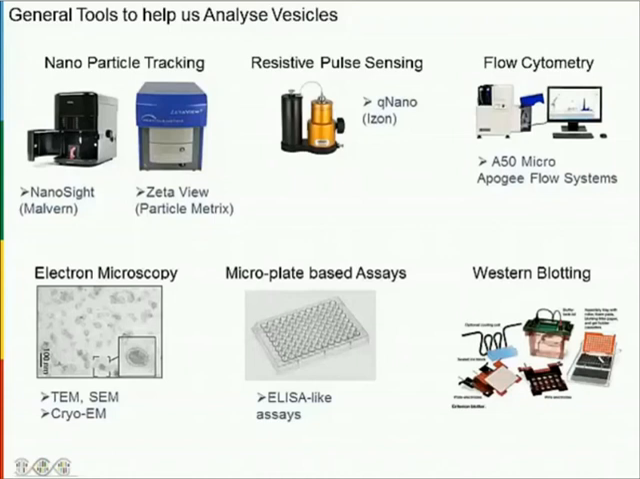Of course, we have our rather routine systems and methods for looking at vesicles by electron microscopy, for example. These are still very useful tools. An advancement in the last few years for EM has involved the use of cryo-electron microscopy, which gives you better structural information without the compromises of fixation and dehydration, which may impact the structure of the vesicle somewhat. And we're making a lot of use these days of microplate-based assays, and of course the routine use of Western blotting still has its uses in these workflows.